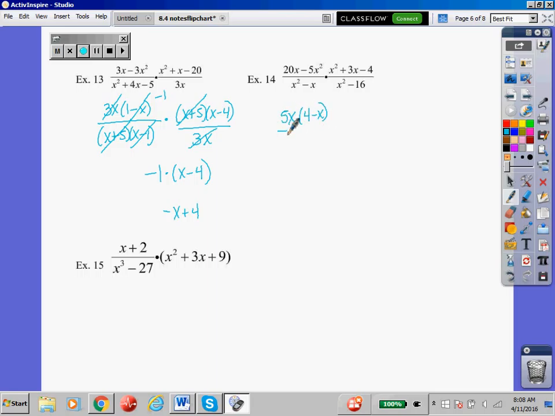Yes. Sure. If it's 5x over x, the x's cancel. Yes. Okay. And the reason why is 5x is 5 times x, so that is multiplication there.